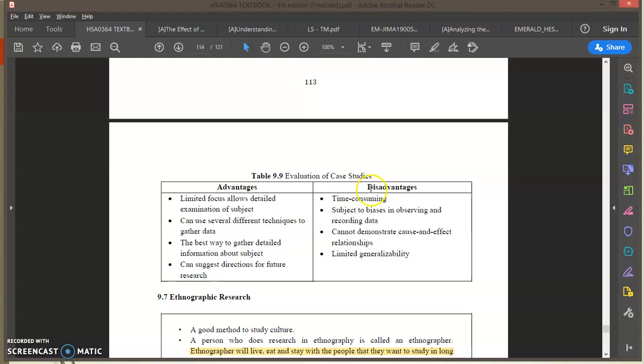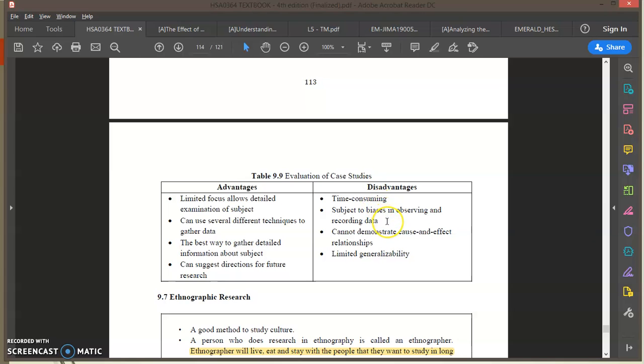Now, the disadvantages of a case study are, number one, it's time consuming, because studying a case requires a lot of time. If you study the case of a particular crime, you have to follow every single moment of the trial of the crime.